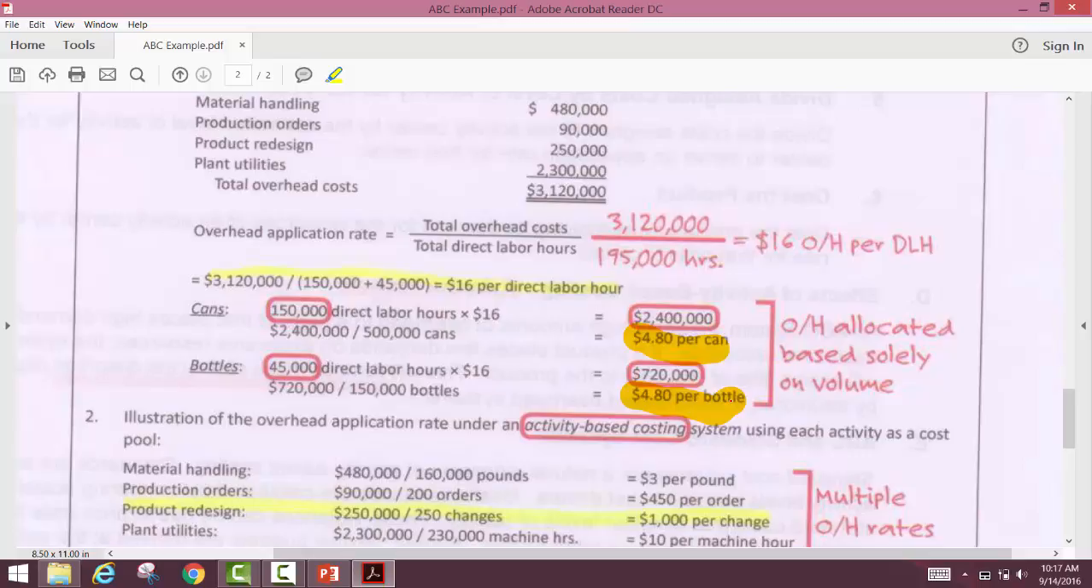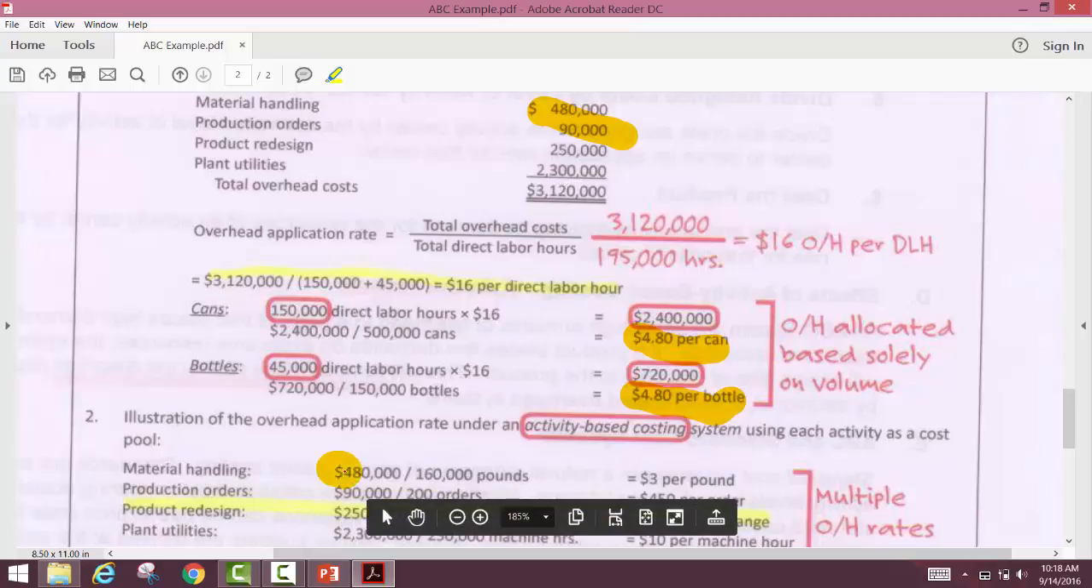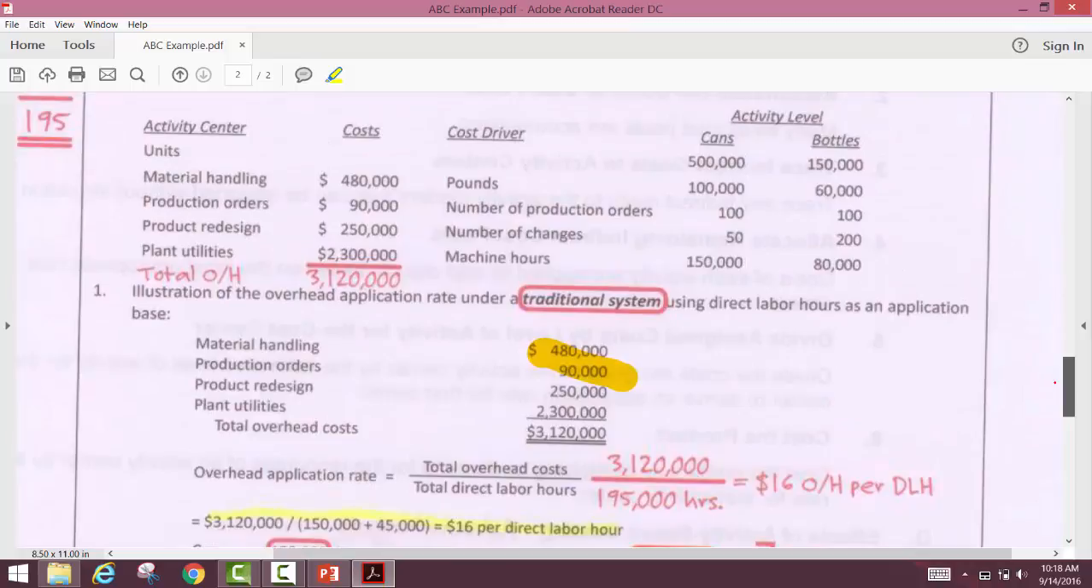So when we use a rate per activity, we say, what was the cost of materials handling? And you can see that the cost of materials handling is $480. Assuming I could highlight in a straight line. Let me try it this way, and that might work a little better. Okay, it's 480, and then you go up and divide that by 160,000 pounds. Again, I can't write properly on this thing, otherwise I would have shown you.